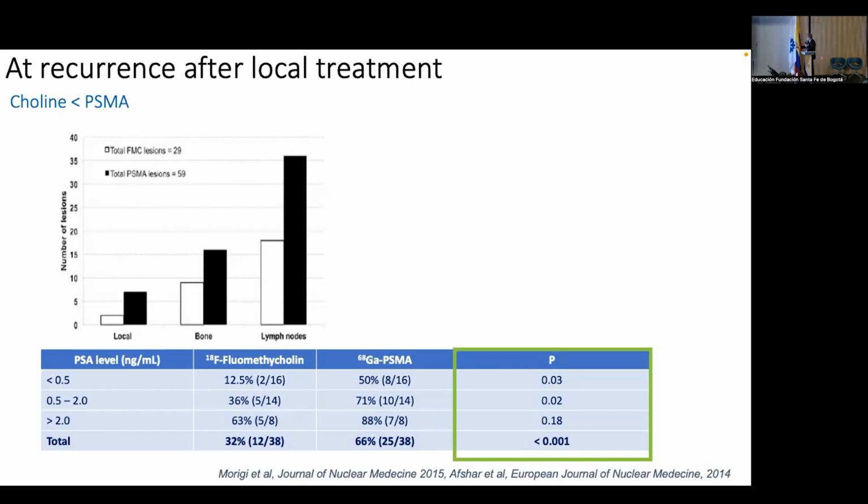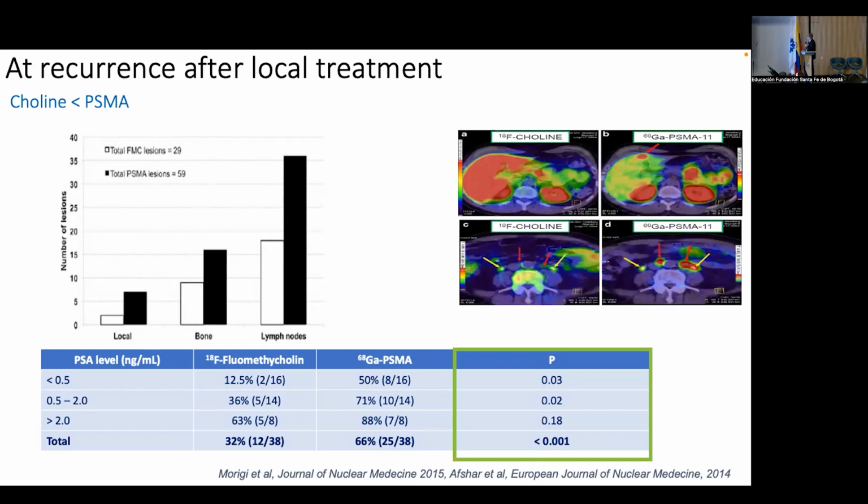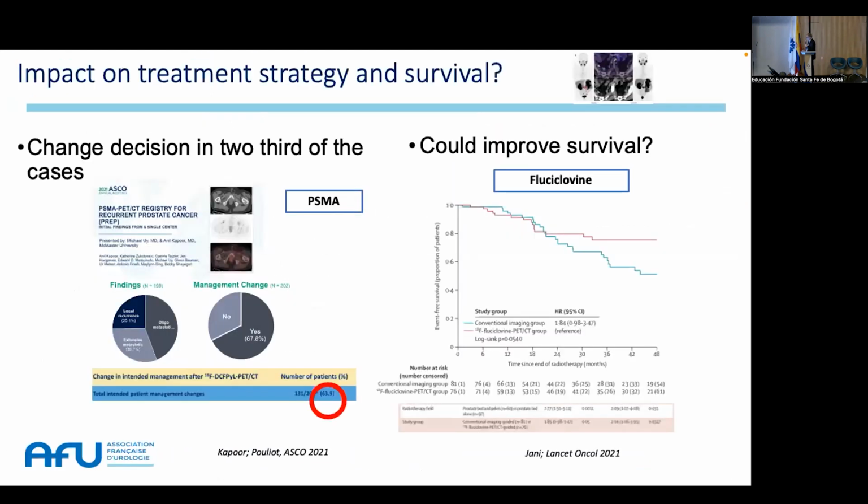And you see, you can start to use PET PSMA with patients with a PSA less than 0.5 nanogram per milliliter. Okay. Is this going to change the strategy? The answer again is yes. In 2/3 of the cases, we are going to change the strategy because we use PET PSMA compared to the other kind of imaging, conventional or choline.